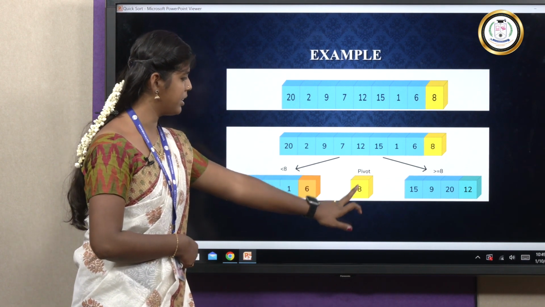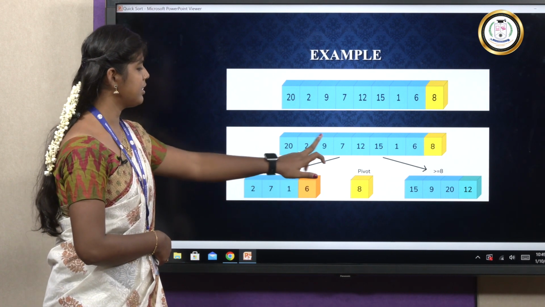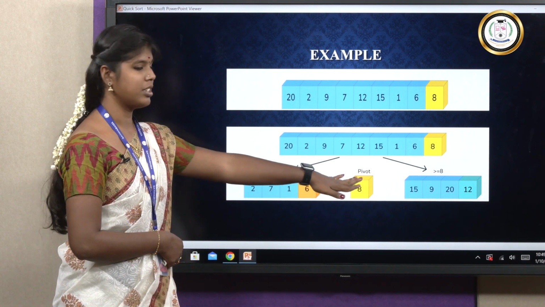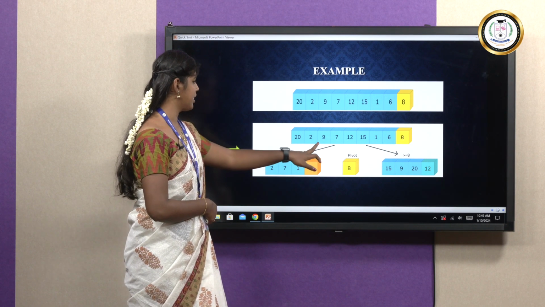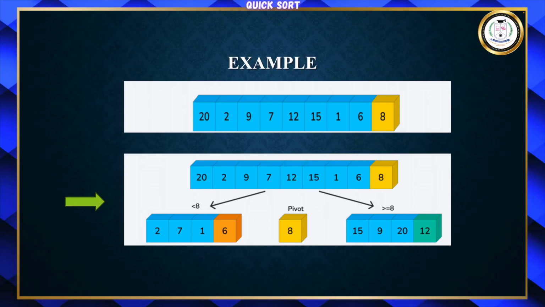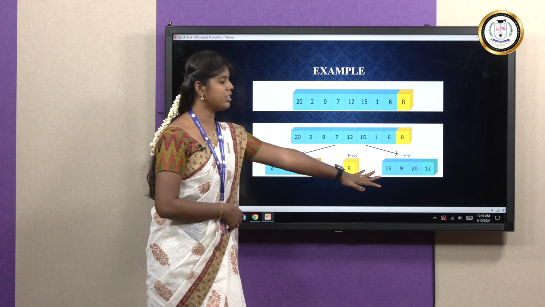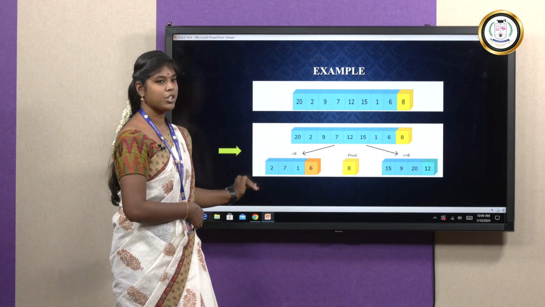After choosing 8 as the middle, see the first value 20. 20 is greater than 8, right? So that will go to that side. 2 is less than the pivot, so that will come here. Likewise 9, 7, 12. See the diagram below: 2, 7 and 1, 6 are less than 8. Then 15, 19, 20 and 12 are greater than 8. So this is the first step of the quick sort algorithm.